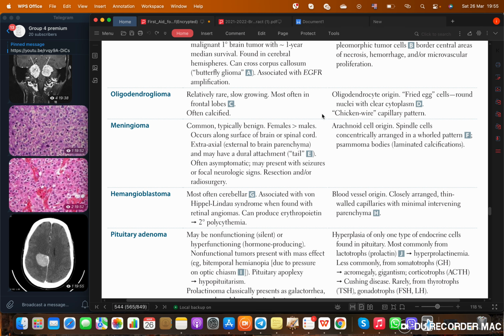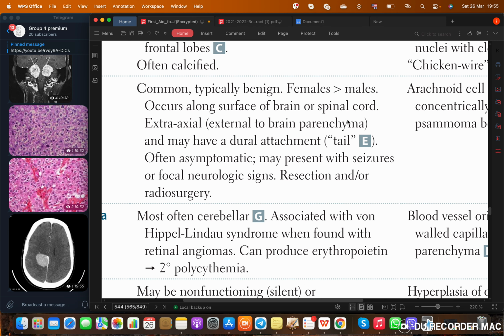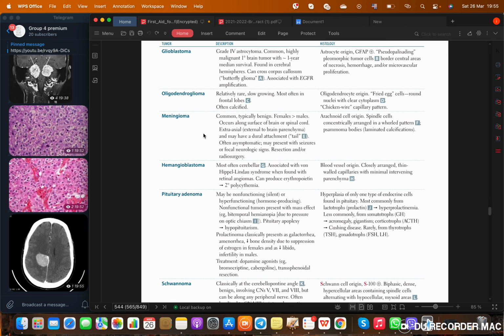Okay, so let's see what they say about it. Extraaxial, external to the brain parenchyma, and it may have a dural attachment, which is the tail basically. Often asymptomatic, but present with seizure and focal neurological signs, which is caused by the compression. So all of the signs is because of compression. It has a good prognosis, and the resection is possible, and you even can do radiosurgery in it.